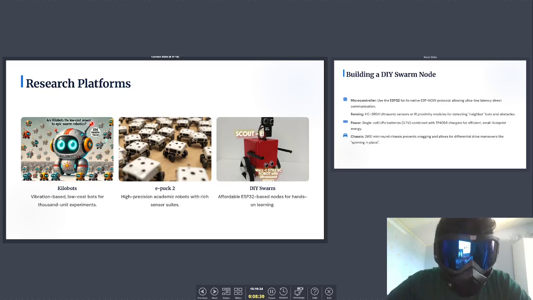Swarm robotics has lots of research platforms. For example, Kilobots, which are vibration-based low-cost bots for thousands-of-units experiments. We also have E-puck 2. It's a high-precision academic robot with rich sensor suites. Then some people decide to make their own swarm unit, for example, the DIY swarm. They use ESP32-based nodes for hands-on learning.